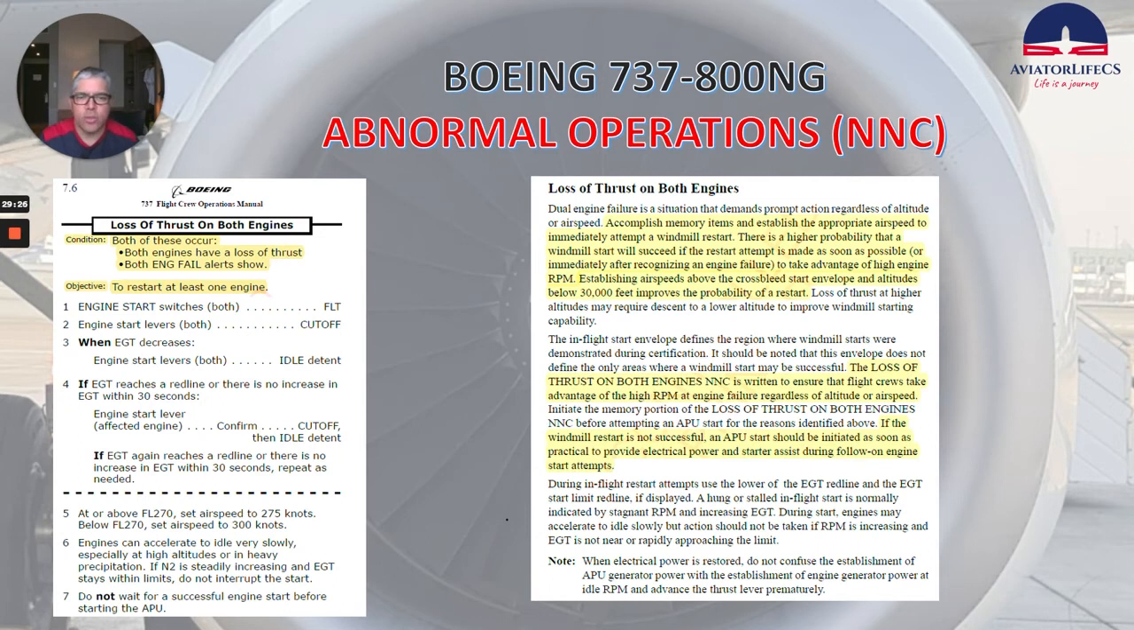The loss of thrust on both engines non-normal checklist is written to ensure that flight crews take advantage of the high RPM at engine failure regardless of altitude or airspeed. If the windmilling restart is not successful, an APU start should be initiated as soon as practical to provide electrical power and starter assist during follow-on engine start attempts. Again, please remember to read the whole text.